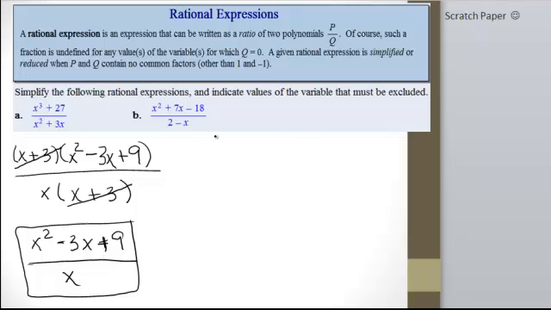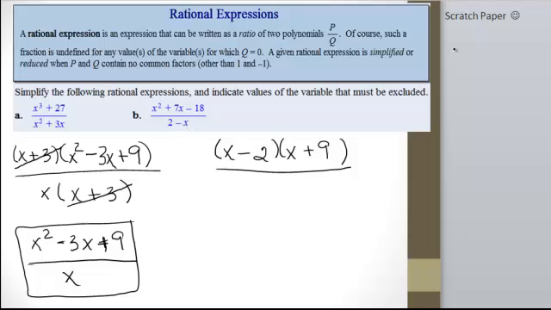Okay, have a look at B. The numerator is a trinomial. It's quadratic. It can be factored. Factors of -18 that add up to 7 will be a +9 and a -2. Now in the denominator we almost have x minus 2. The problem is it's written backwards.